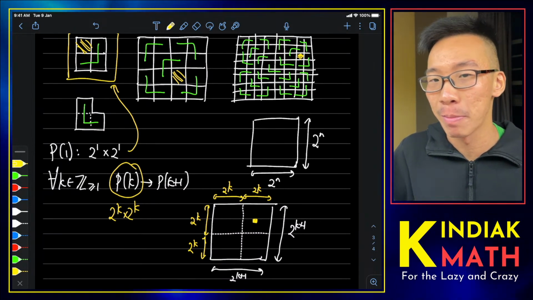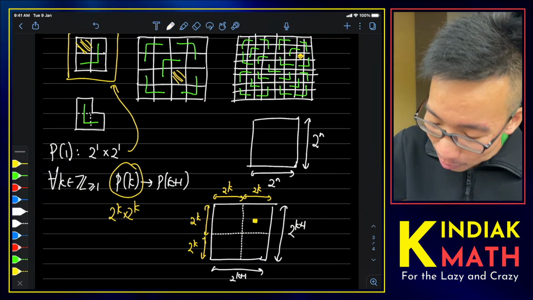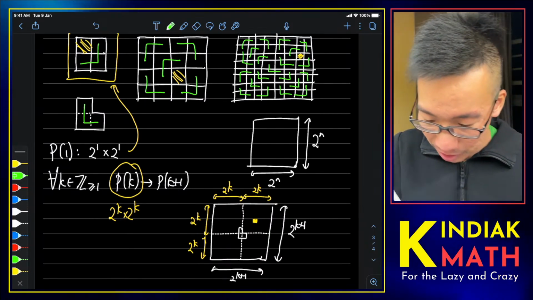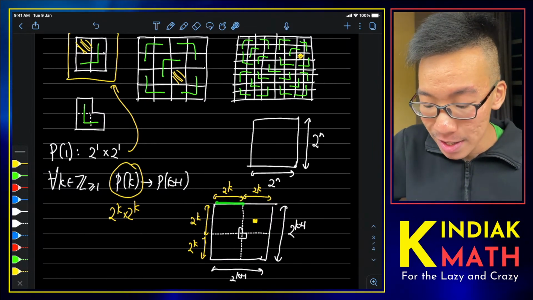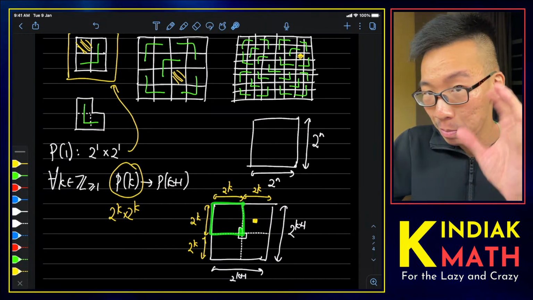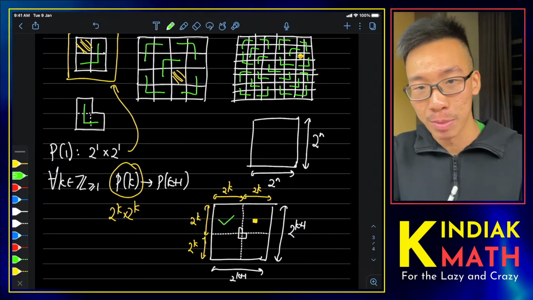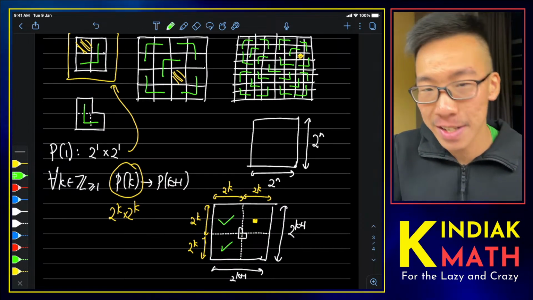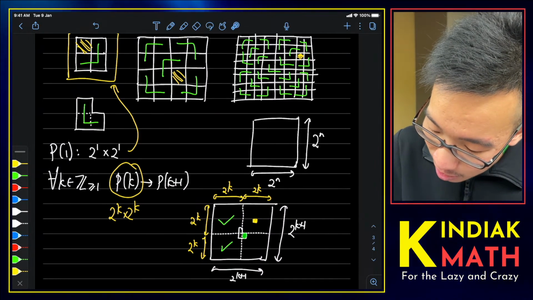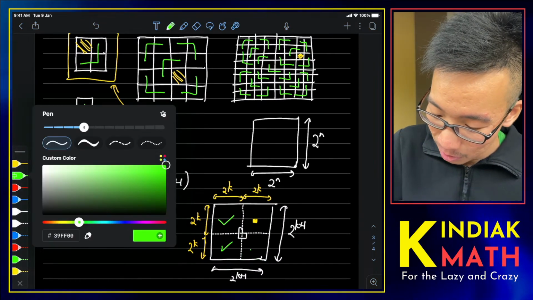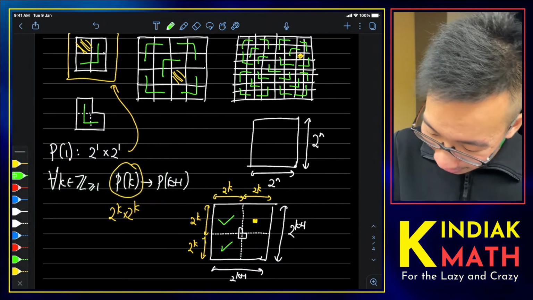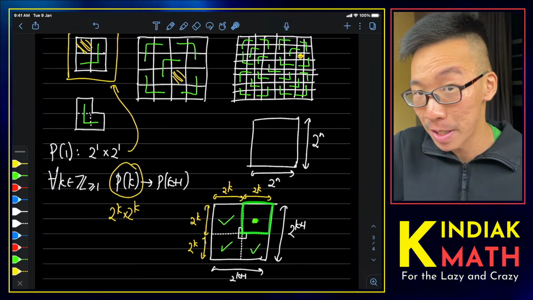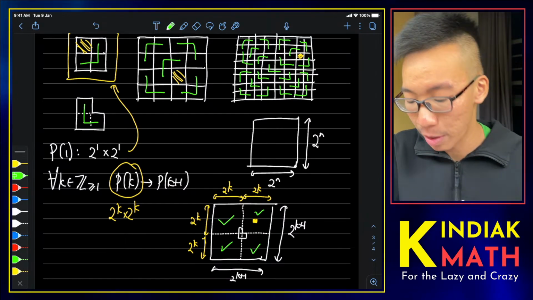The claim is that this is possible by induction. So here's the trick: I'm going to remove these 3 squares over here. And since I've removed one square from a 2^k by 2^k block, this guy is coverable. Since I remove a square from the 2^k by 2^k block, this guy is coverable. And since I remove a square from the 2^k by 2^k block here, awkward, this guy is coverable as well. Finally, for this particular block, we remove this piece. So that is coverable as well.